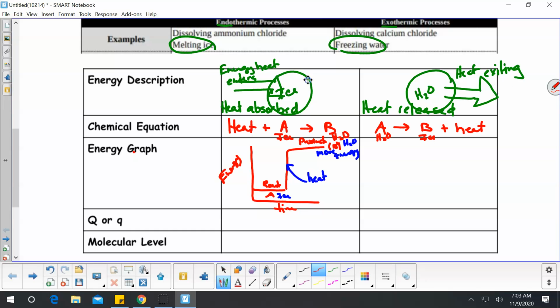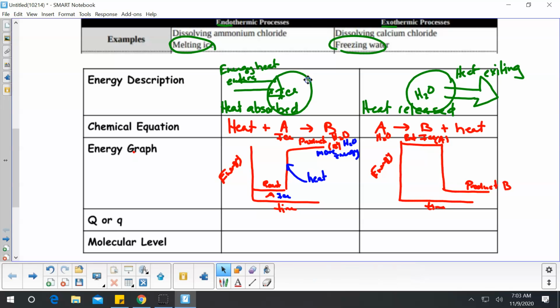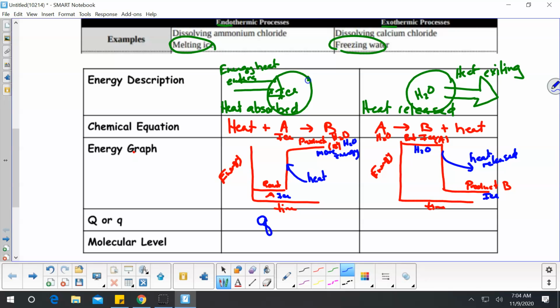If I was to look at the other one, same kind of graph, time and energy. The only difference is I would start out with my reactants having more energy, so this would be A, and then over time, my products would have less, B. So this is my water, heat is released, and this is my product down here, my ice. Okay. So that's how we would look at that. In these examples, Q, and notice it can be either uppercase or lowercase, is greater than 0 if it is endothermic. In the other case, Q is less than 0.